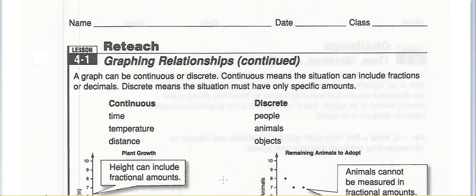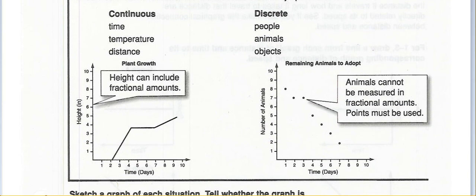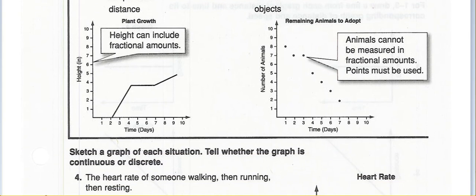As I bring up the next page, we can look at this again. At the top, what we're talking about is continuous and discrete. A continuous graph is time, temperature, or distance. So anything that has time, temperature, and distance, and we would use lines to describe those. Discrete are people, animals, or objects. So they're very distinct points. There's no fractional amounts that are going to be used. And so we're going to use points, and those are discrete.